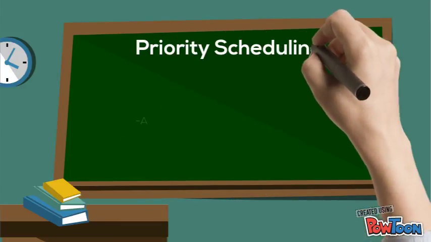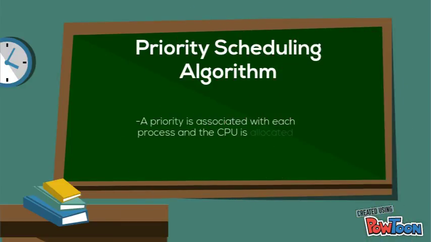Priority scheduling algorithm. A priority is associated with each process and the CPU is allocated to the process with highest priority level.